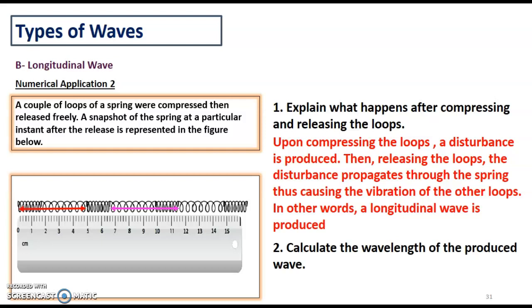Calculate the wavelength of the produced wave. We can either measure it from the beginning of the compression to the beginning of the consecutive compression as shown by the red arrow, which is 0 till 5 centimeter, or from the starting point of a certain rarefaction to the starting point of the consecutive rarefaction, and we are also going to obtain the same value, 5 centimeter.